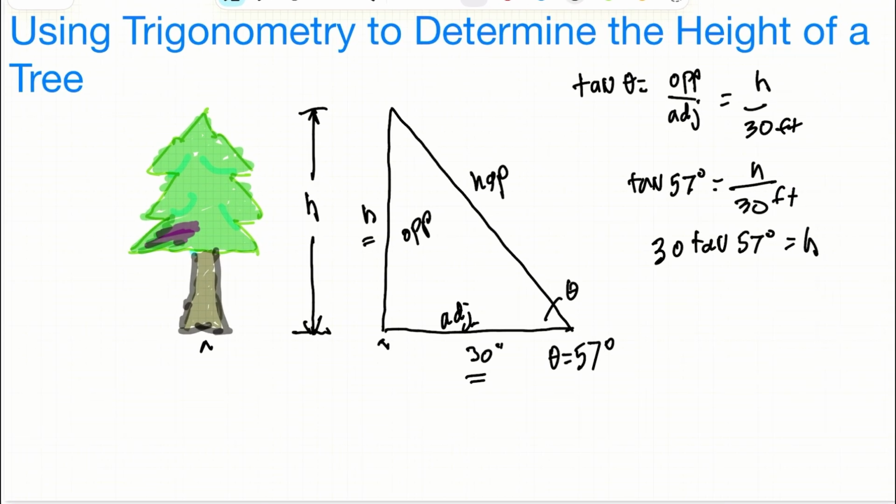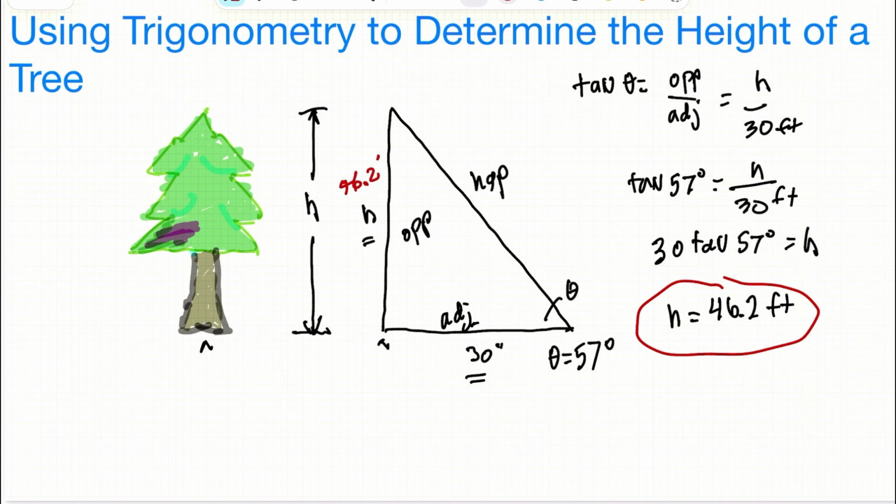So back at our example now, the height is equal to 46.2 feet. So that's how tall the tree is. Right here, 46.2 feet. If we go back 30 feet and measure an angle of 57 degrees, we use the tangent function to calculate the height.